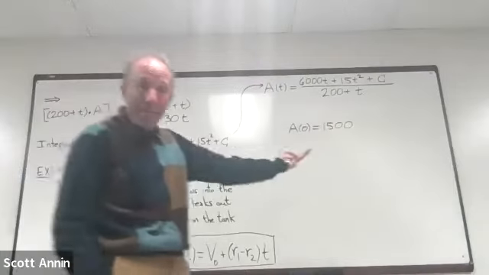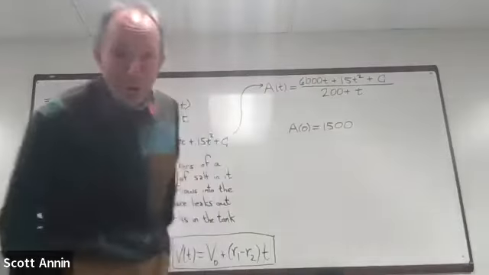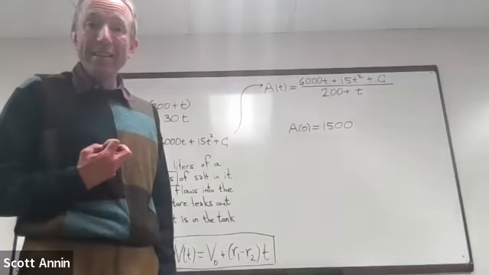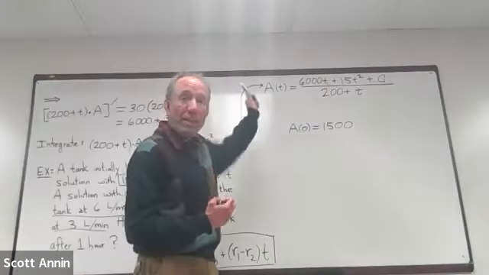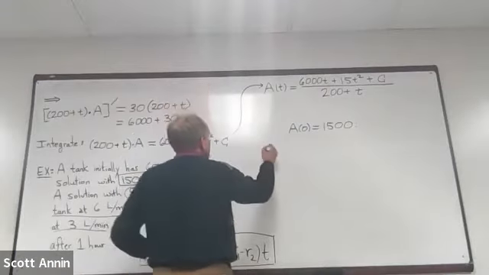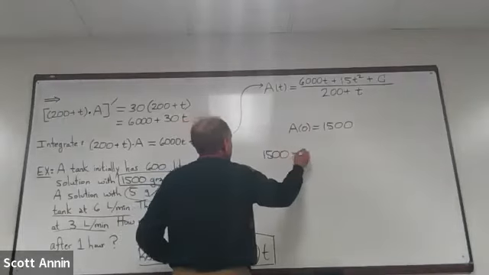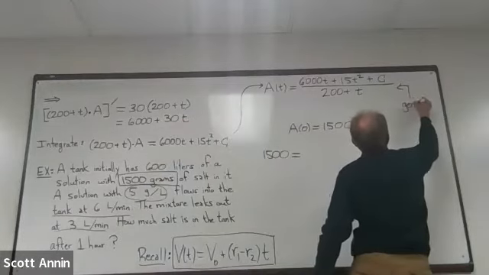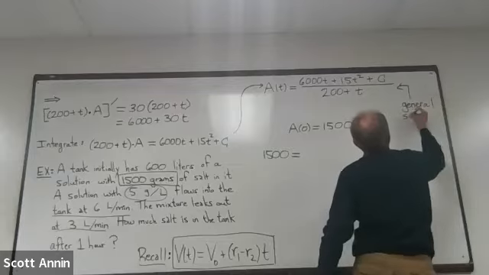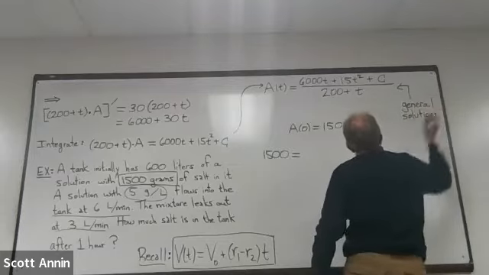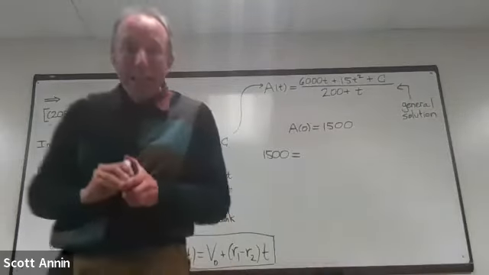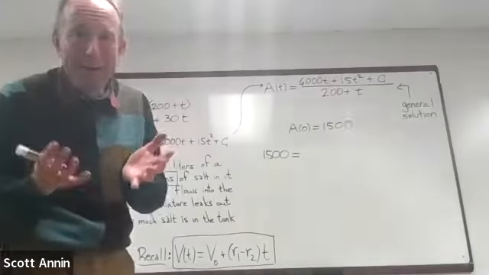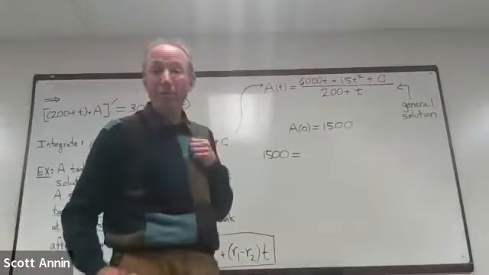But of course, I do have an initial condition. I managed to keep it on the board right here. When I plug in 0 for t, A is supposed to equal 1,500. Let's take advantage of that to see if we can solve for c. Okay, because again, just to reiterate, this expression up here is called the general solution. But when you have an initial condition, you can actually get a particular solution where the c doesn't appear any longer because you can actually solve for c.